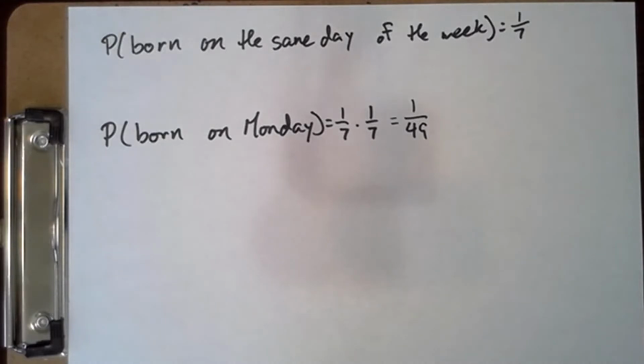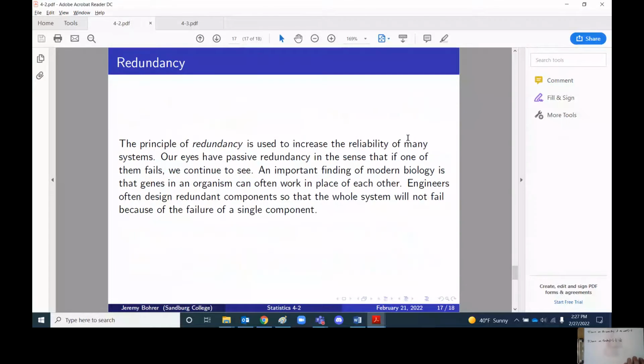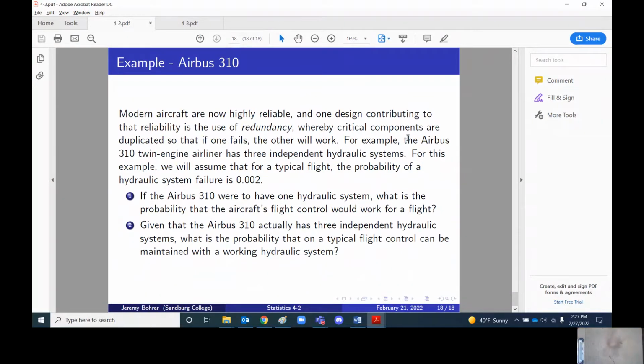I think we've got one more problem. Modern aircraft are now highly reliable, and one design contributing to that reliability is the use of redundancy, whereby critical components are duplicated, so if one fails, the other will work. For example, the Airbus 310 twin-engine airliner has 3 independent hydraulic systems. For this example, we assume that for a typical flight, the probability of a hydraulic system failure is 0.002. So if the Airbus 310 were to have one hydraulic system, what is the probability that the aircraft's flight control would work for a flight?